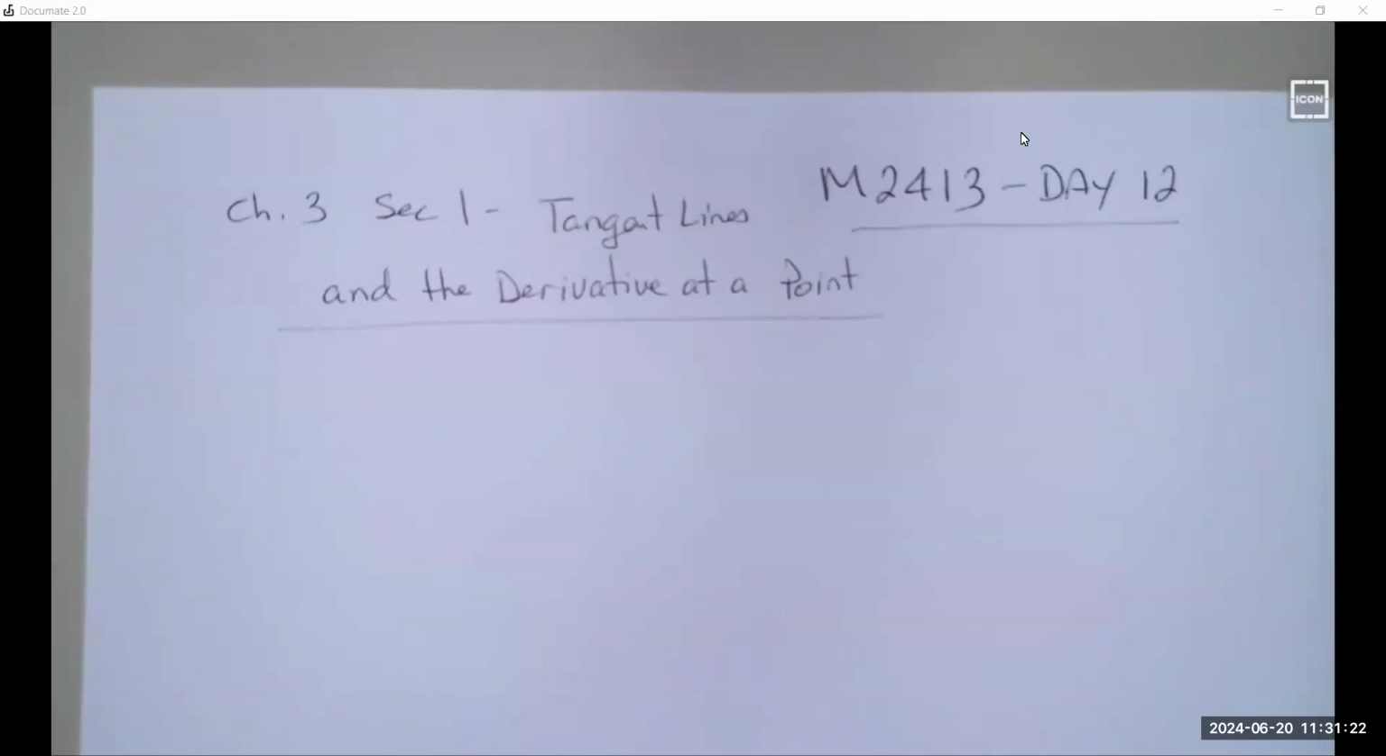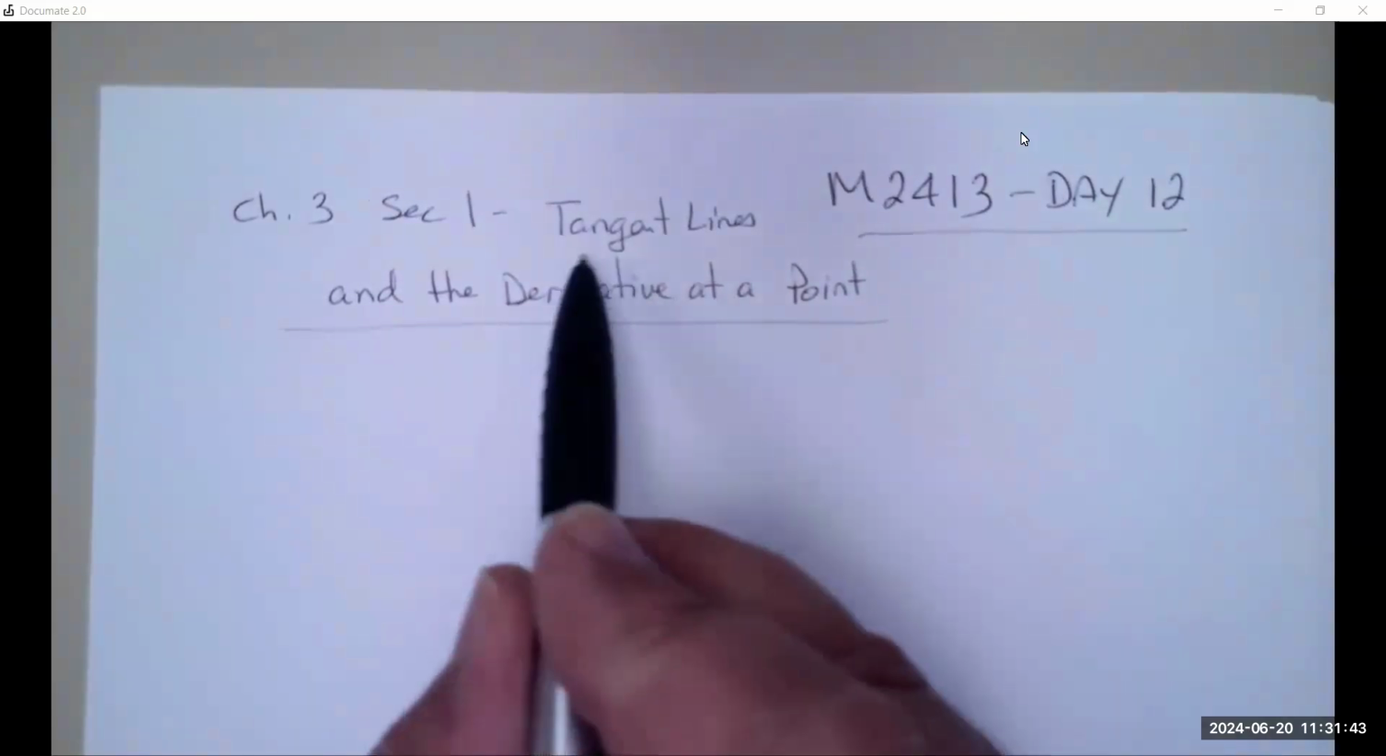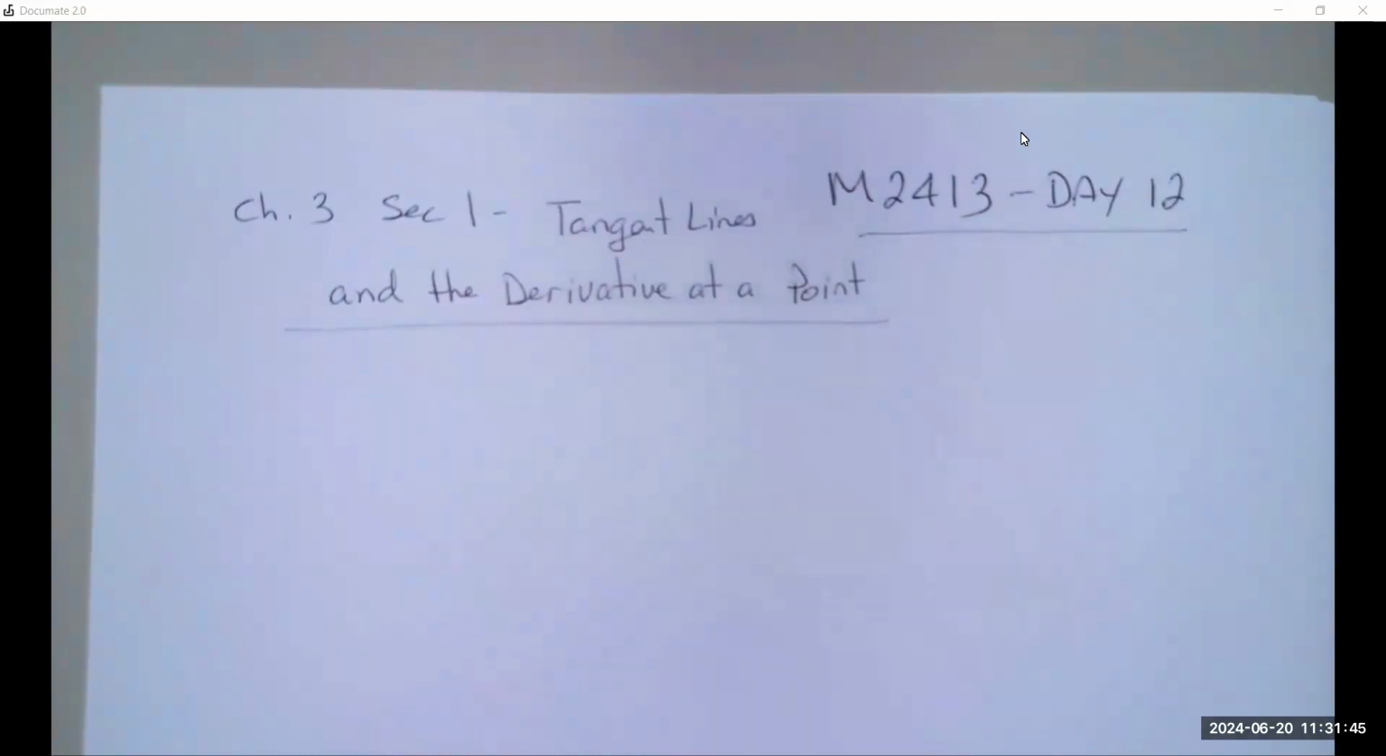All right, now we start actual calculus work. In this first section in chapter 3, chapter 3 deals with derivatives. We're now introducing the first half of calculus 1, derivatives. And we'll define what that means in a second. Section 1 deals with tangent lines and the derivative at a point.